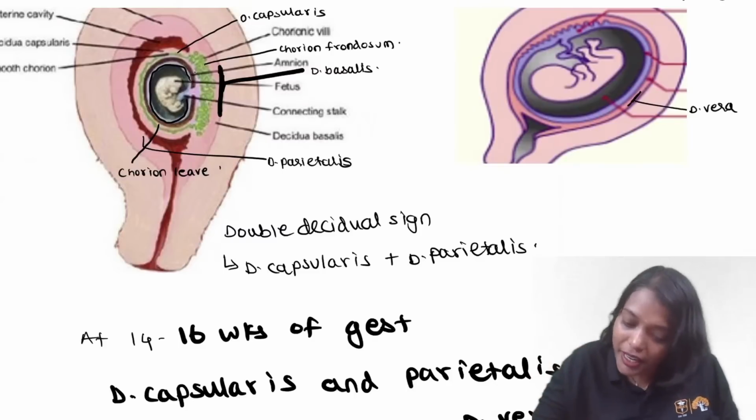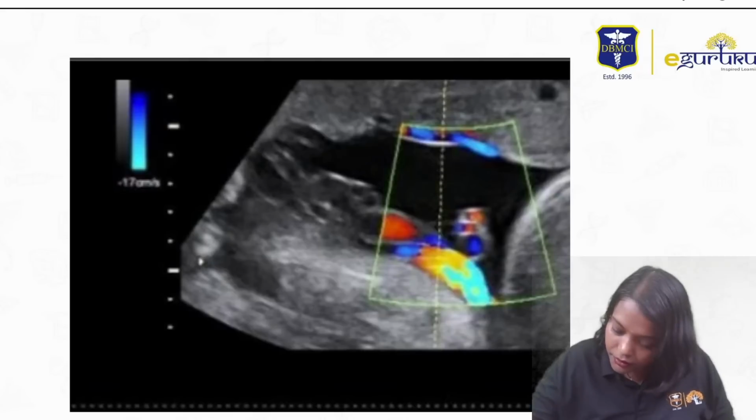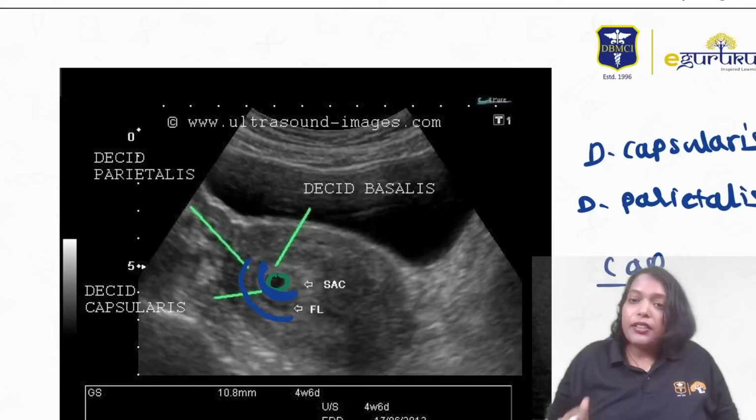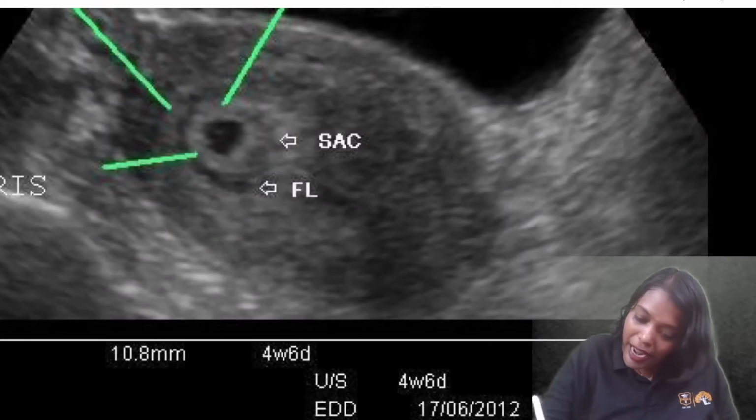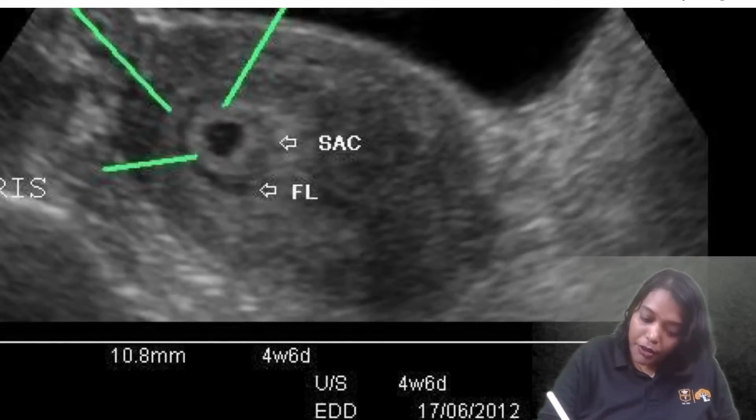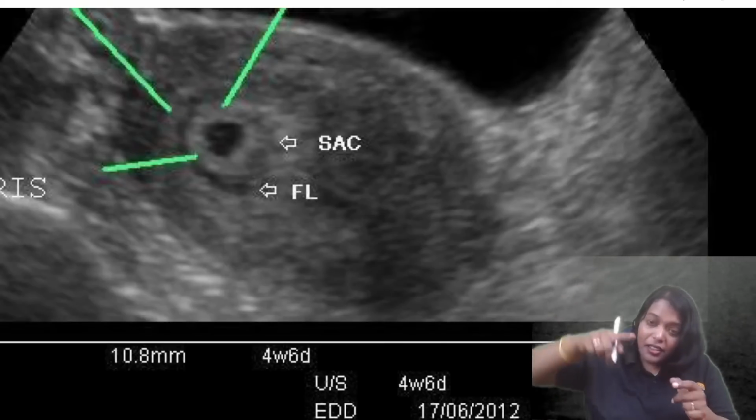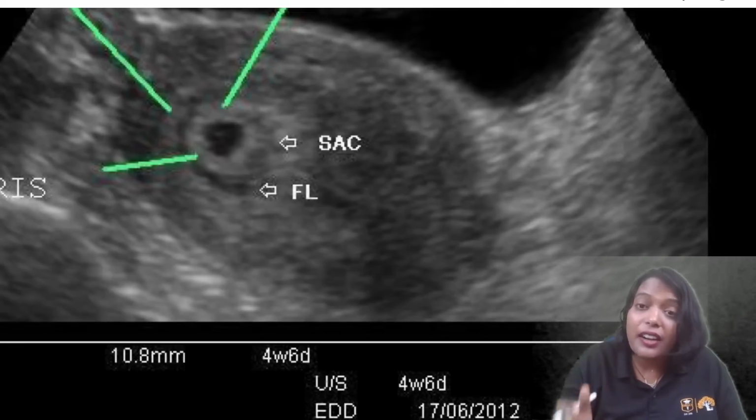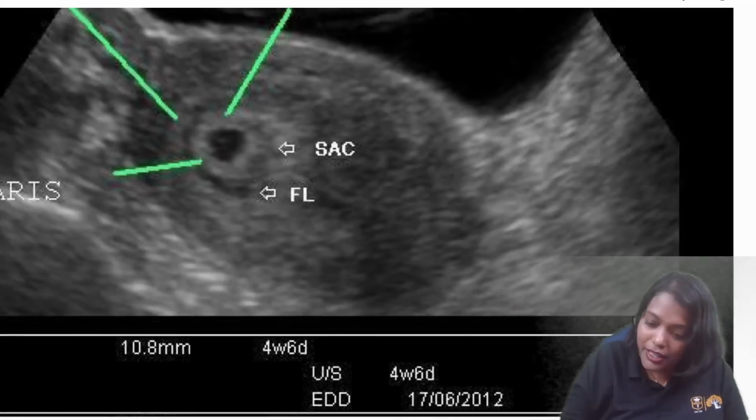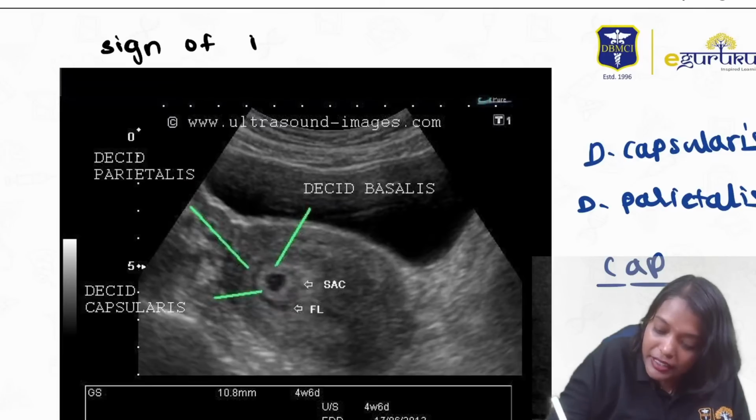Okay. Now I'll show you one image, guys. I'll show you the images actually. So what I was trying to tell you was this one. See, this is the gestational sac. This black color what you're seeing is the gestational sac. Now you're seeing around the gestational sac two rings, right? Can you see two round rings? That is nothing but the decidia capsularis and parietalis. And this picture tells us that this is a double decidual sign. All of you understood the double decidual sign? So this double decidual sign is a sign of intrauterine pregnancy.